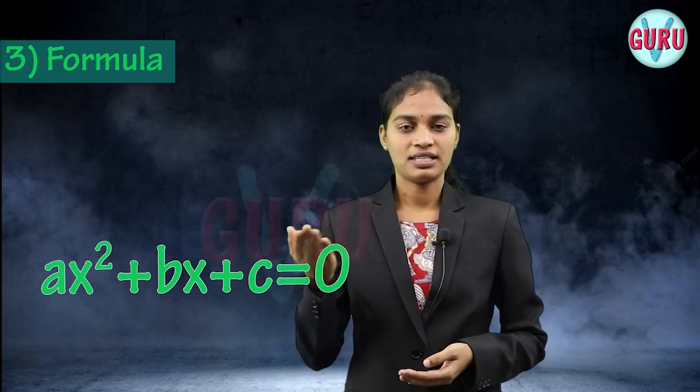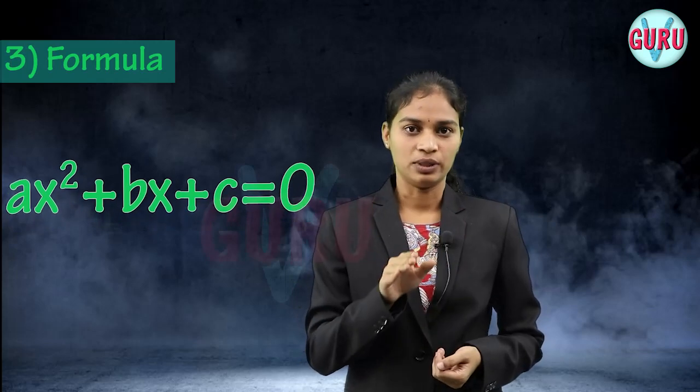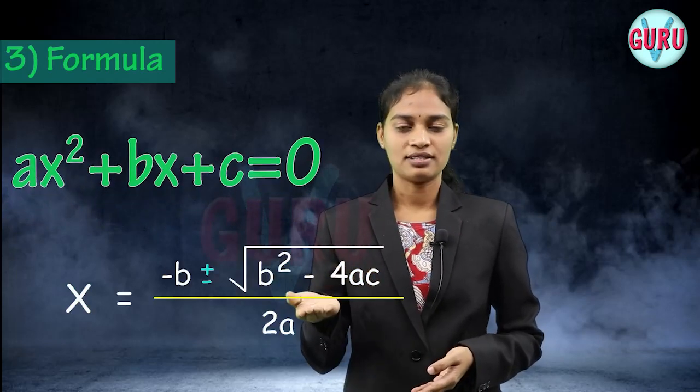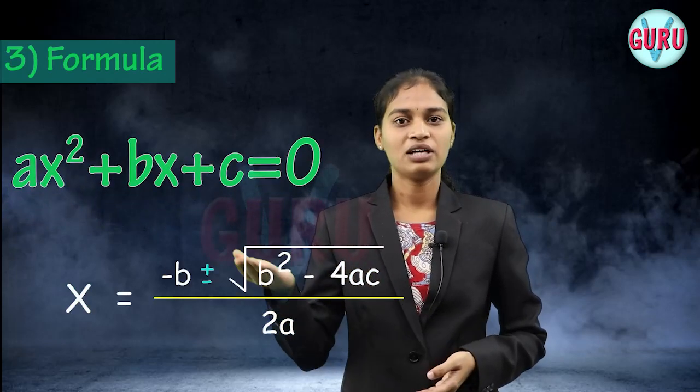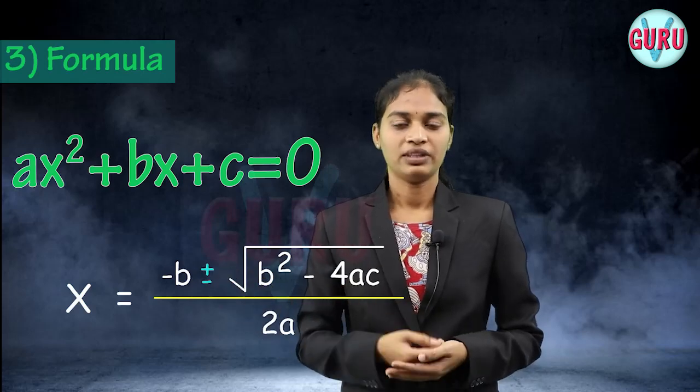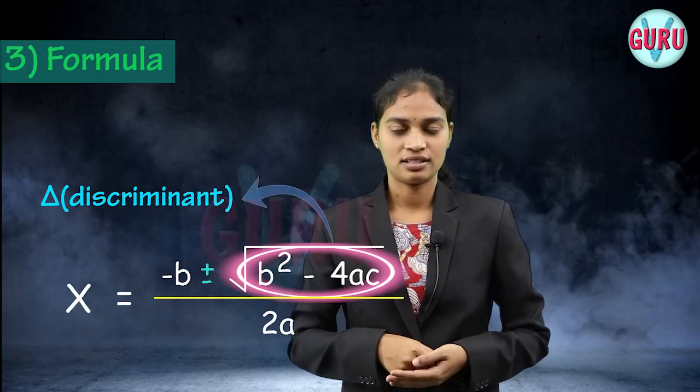Coming to the third method, that is using the formula. Here let the equation be ax square plus bx plus c is equal to 0. To find the value of x, that is finding the roots, we have a formula: x is equal to minus b plus or minus root over b square minus 4ac, by 2a, where a is not equal to 0, and b square minus 4ac is called delta.